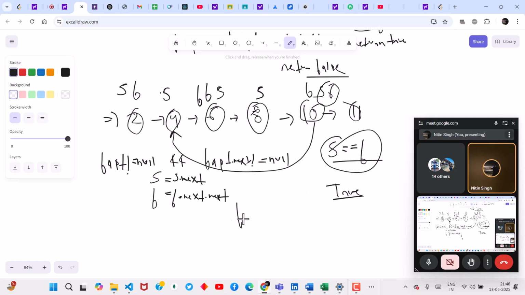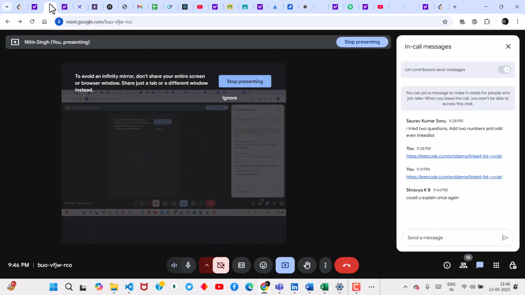And if I won't be able to find a situation where my slow is equal to fast, I'll return false. Now give me a thumbs up if I'm clear with this question, with this algorithm. That is Floyd cycle detection algorithm.